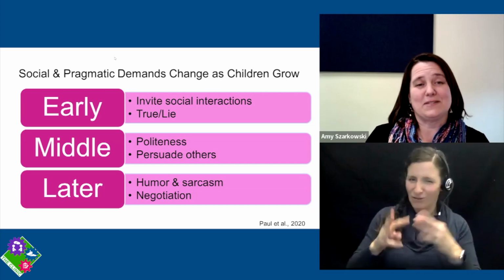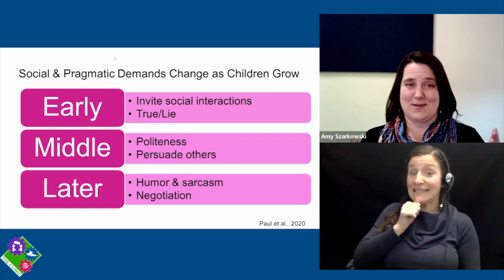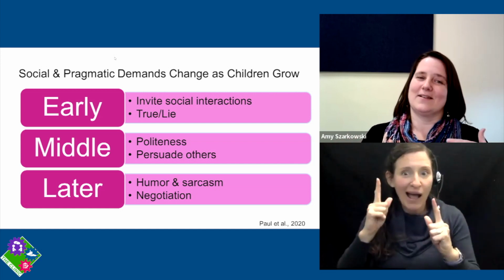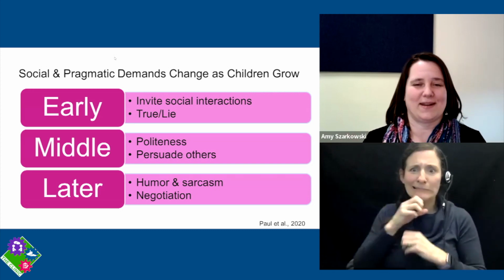They might also need to keep a secret that grandpa's surprise birthday party is coming up. And so to be able to not tell that is a sophisticated level of pragmatics.